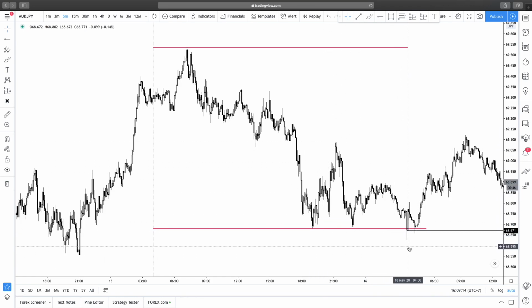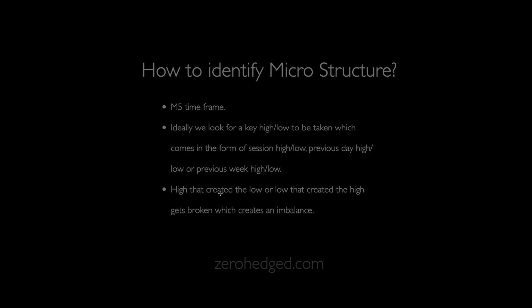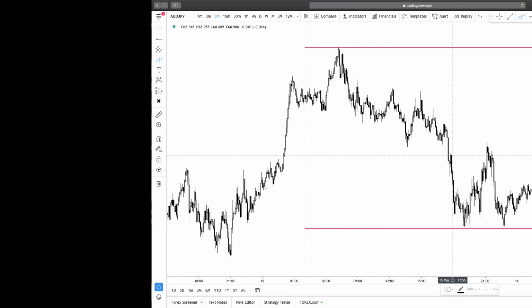Late on in the session, just before the weekend is upon us, the market has dropped into New York's low, creating a new low. Okay. Now, going back to our rules, the high that created the low.